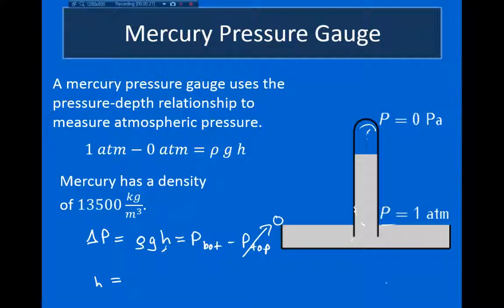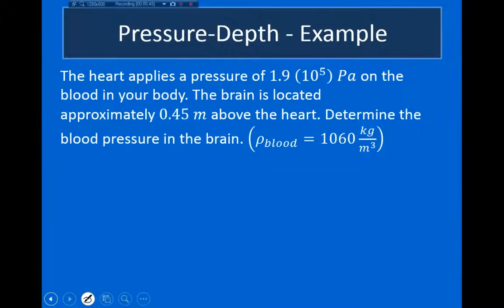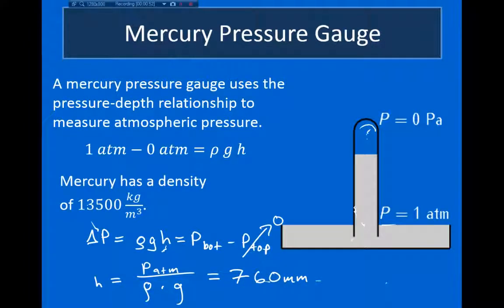So if we do that, we see that the height that the mercury will be drawn up this pipe is going to be equal to the pressure at the bottom, which remember is just equal to atmospheric pressure because this plate is open to the atmosphere. So we have atmospheric pressure divided by the density of mercury, 13,500 kilograms per cubic meter, times G. And if you plug all this into a calculator, you'll see that the mercury will be drawn 760 millimeters up this pipe. This unit of measurement, a millimeter of mercury, is called a torr. So we would say that 1 atmosphere is equal to 760 torrs.